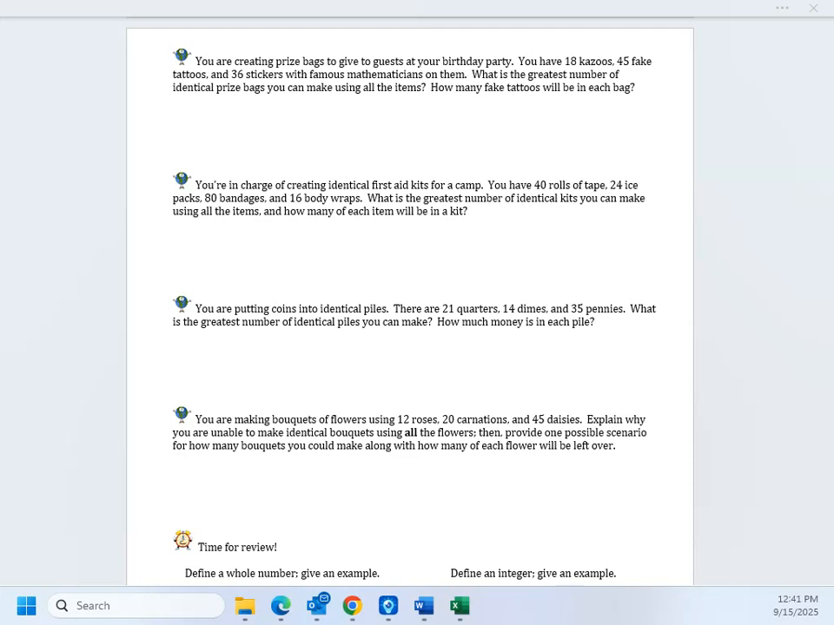What do we have to do with these 3 numbers? We need to find the greatest common factor. How many identical bags? We're doing the same math. So you can make that table, 18 and 45 and 36. What is a number that I can divide out of 18, 45, and 36? Elliot? 3. 18 divided by 3 is 6. 45 divided by 3 is 15. 36 divided by 3 is 12.